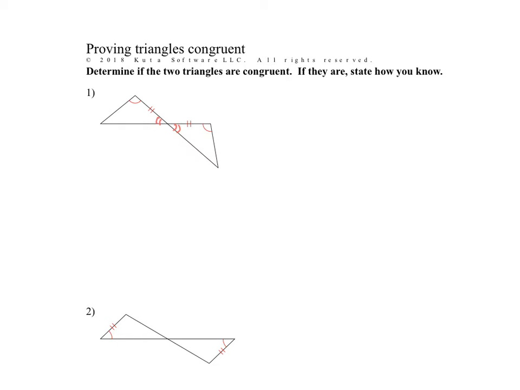So now I'm going to go in order. So I have angle, side, angle, and that's one of them. Angle-side-angle. So they are congruent, right? We can prove that they're congruent.